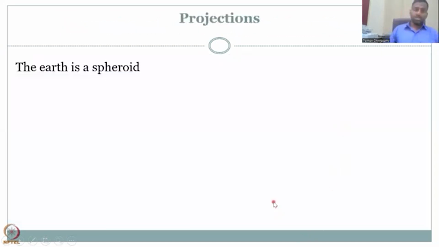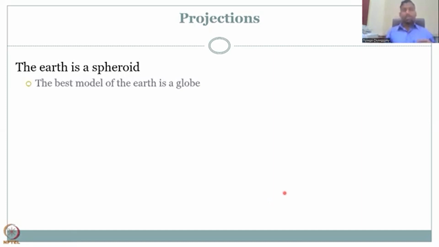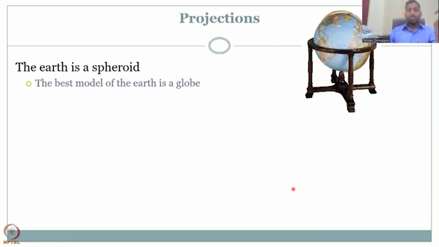So now we go to projections. Everyone knows the Earth is not a ball, it's not a sphere, it's a spheroid, which means it is circular but stout on the top. I'll show a real example in a while. The best model of the Earth is the globe. If you take, for example, an orange, it is also a very good approximation of the Earth. It is not a sphere. It is not fully circular.